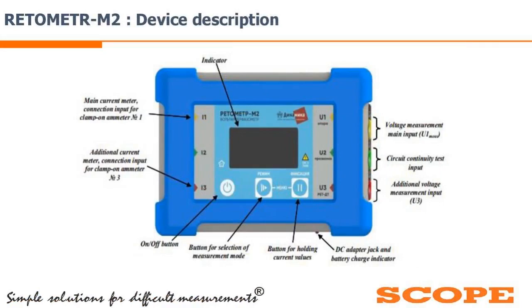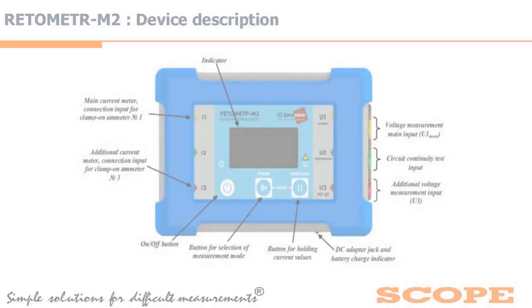So the Ratometer M2 has an indicator facility. On the left side you can see the connection inputs: I1, I2 and I3 for ammeters. For voltage measurement we have given the mains input U1, the circuit continuity test input, and an additional voltage measurement input, U3.